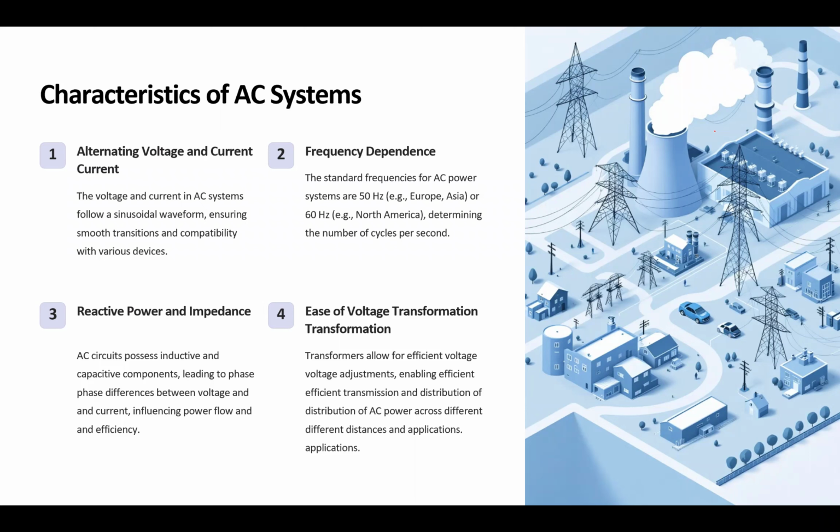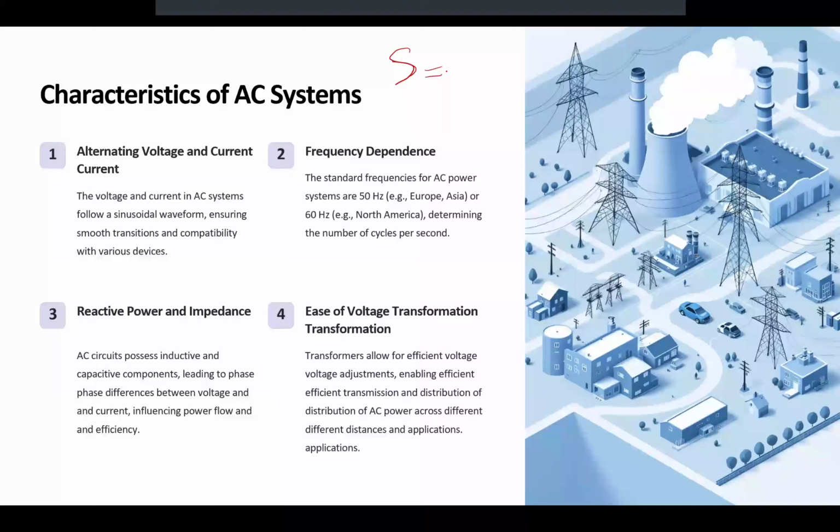Apparent power is S, and we say S is the total energy. When we have AC, we have reactive power, so S becomes P plus jQ.